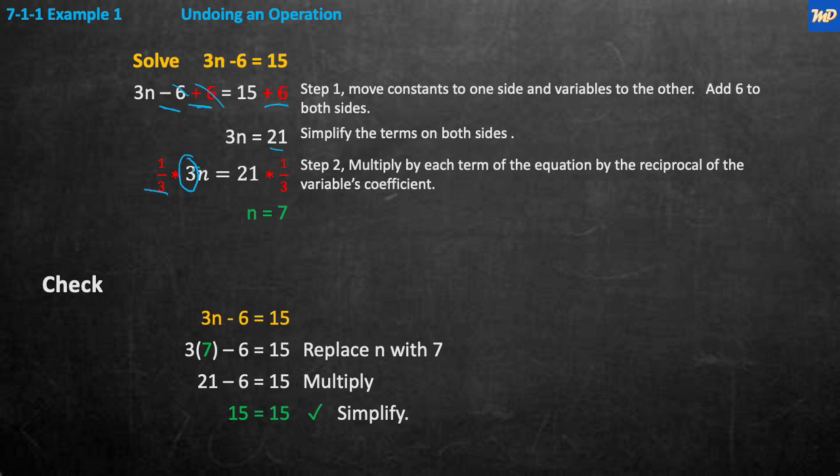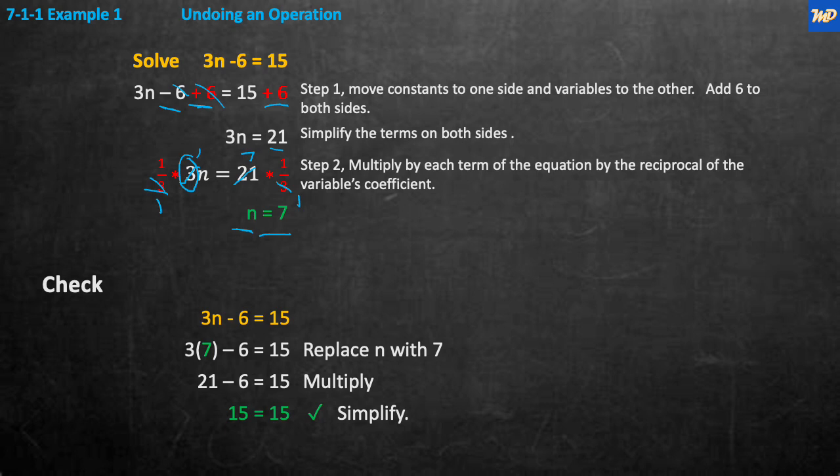So 3 divided by 3 is equal to 1. So what we have now is these disappear, and we have n, and 21 divided by 3 on this side. So 21 divided by 3 is 7, and 3 divided by 3 is 1. So 7's the answer. So n equals 7. So let's check it.